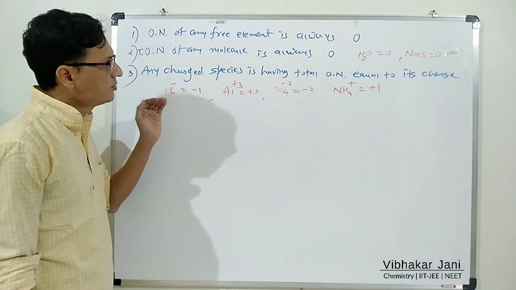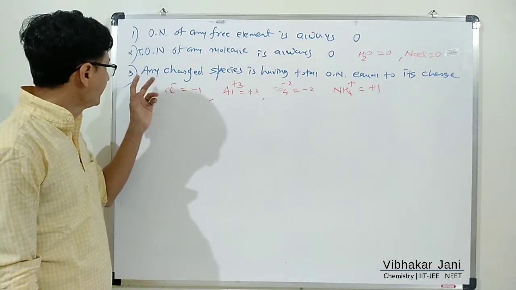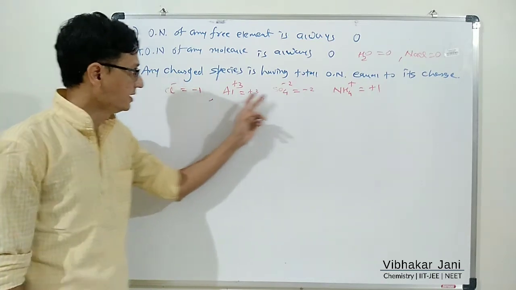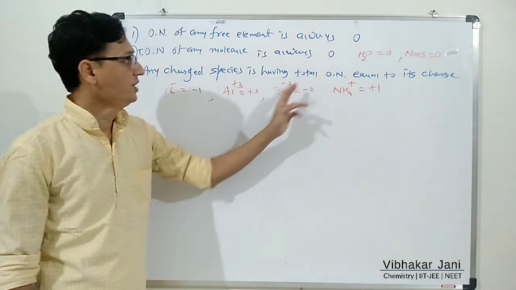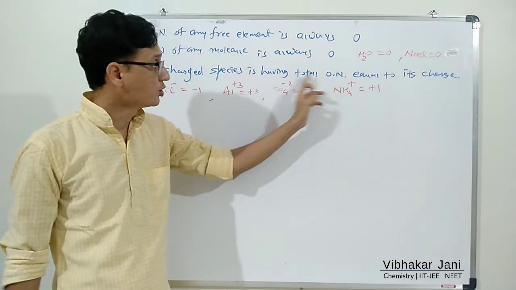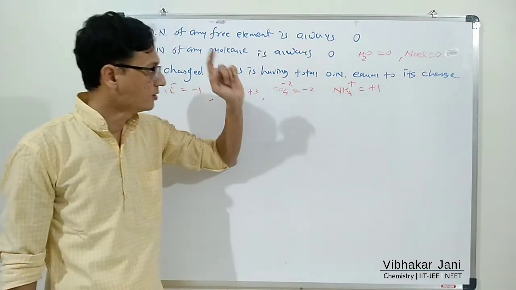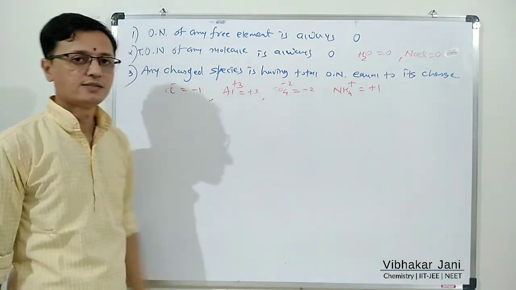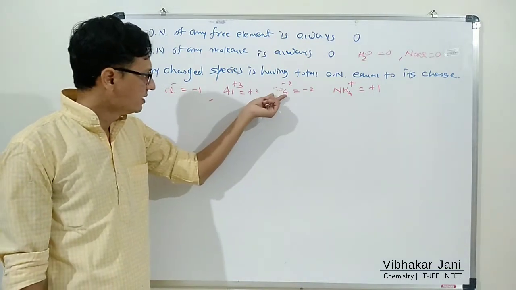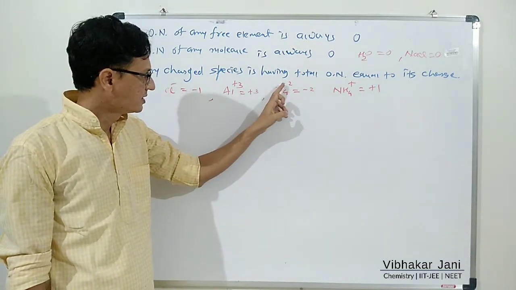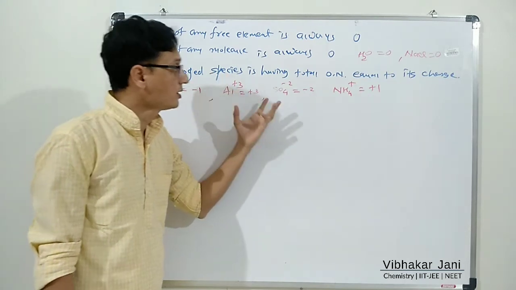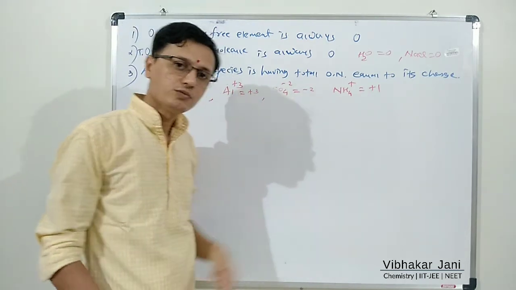Just try to understand carefully. Any charged species has a total oxidation number equal to its charge. So here this charged species has a charge of minus 2, so its total oxidation number will be minus 2.